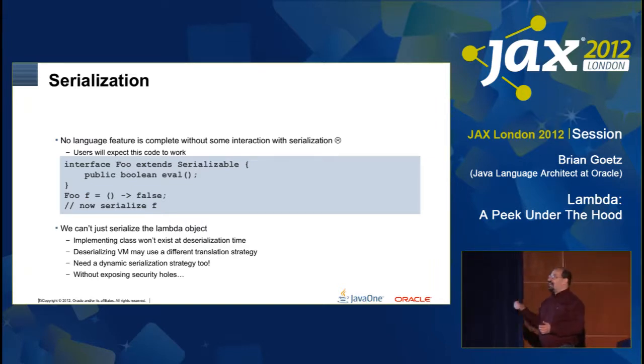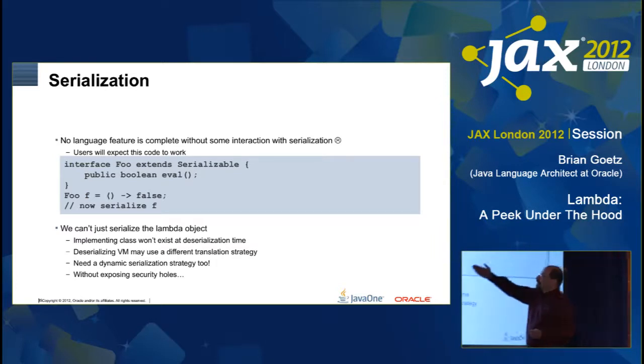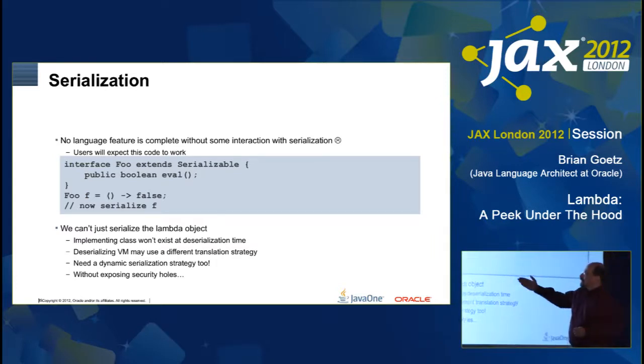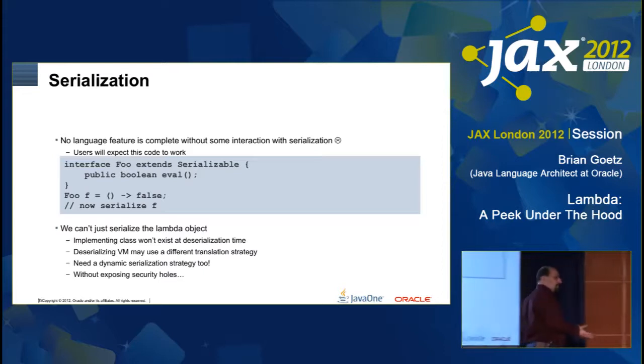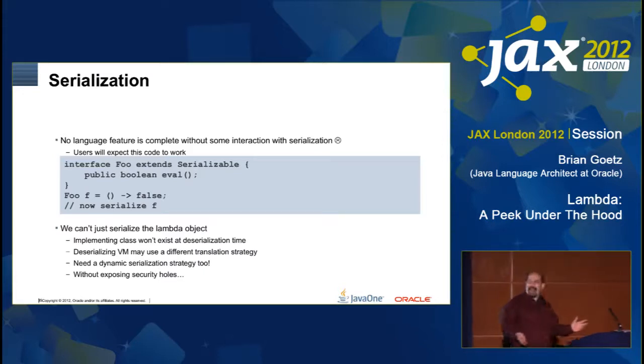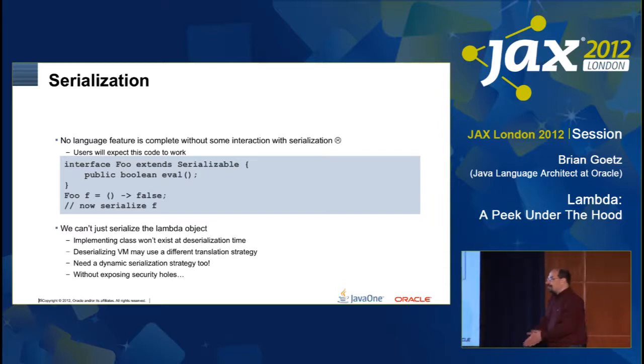Serialization interacts with everything. And the reality is, if you write code like this, you have some functional interface Foo that extends Serializable, you take a Lambda that does something really trivial and convert it to Foo, everyone's going to expect this to be serializable and they're going to be right. And if we made it not serializable, we would be jerks. And we don't want to be jerks. So we have to make this work.